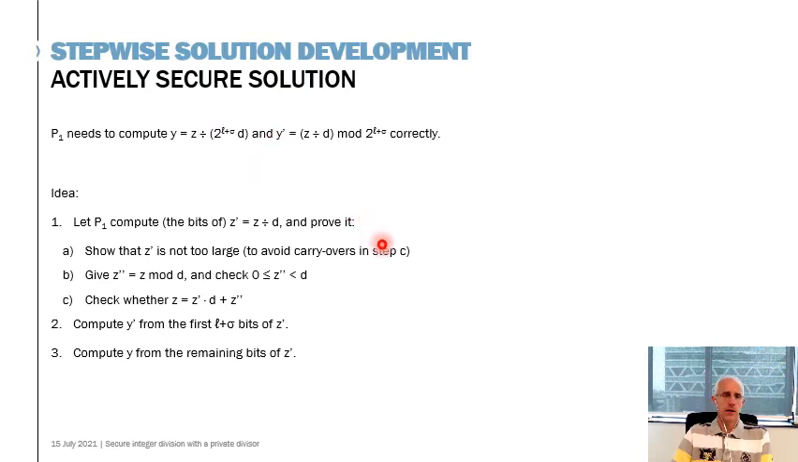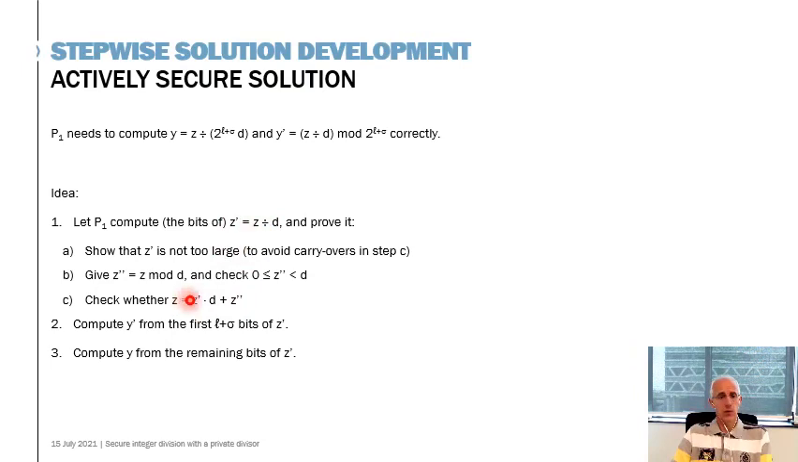Well, the idea is that P1 is going to compute z prime, which is z div d. And to make sure that z prime is actually equal to z div d, we let him compute z double prime, which should be z mod d. We can jointly check whether it's a number between 0 and d. And we can check whether z equals z prime times d plus z double prime. If this check holds, then we know for sure that z prime equals z div d.